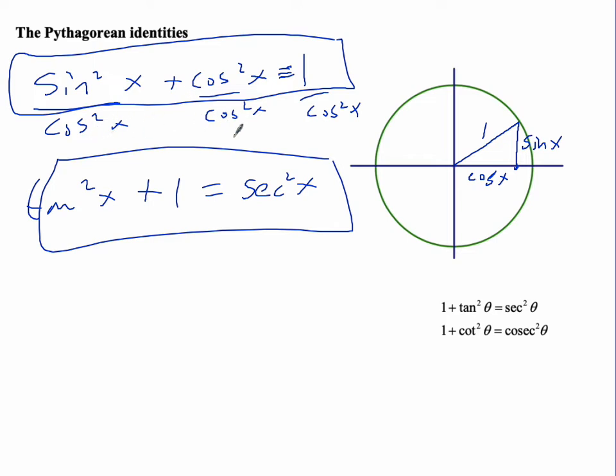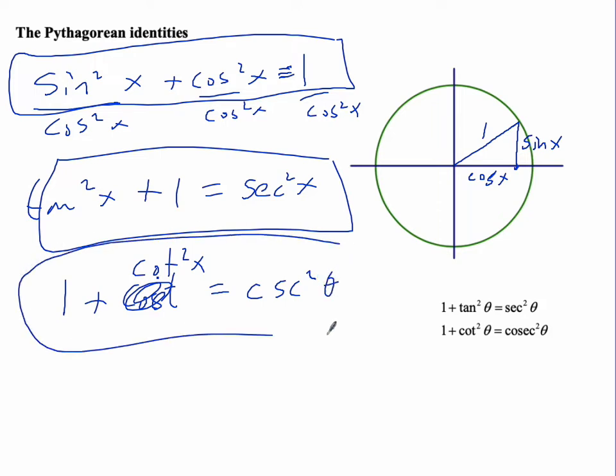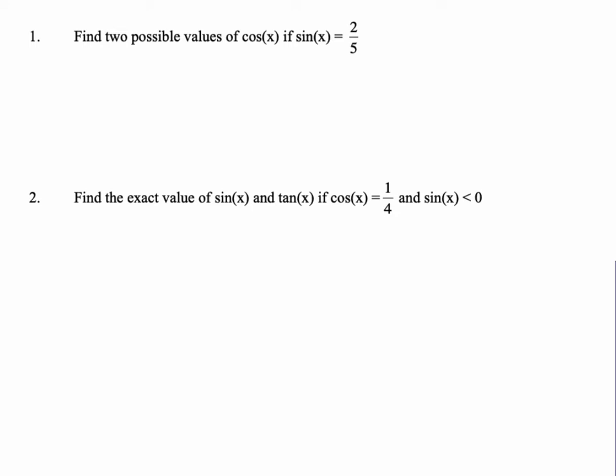And if you divide everything by sine squared, you get 1 plus cosine squared over sine squared, which is cotangent squared. Cotan squared. And you get cosecant squared at the end. So you get those three Pythagorean identities all from this right triangle. Okay, let's do a couple of examples.